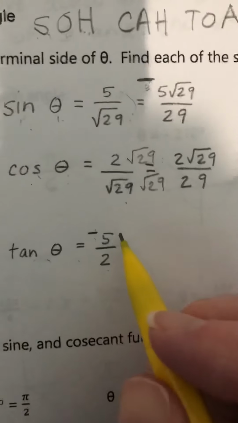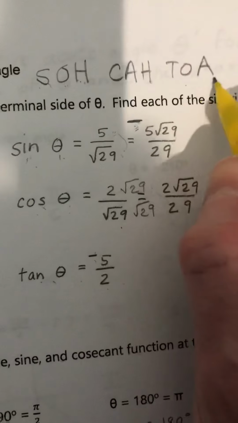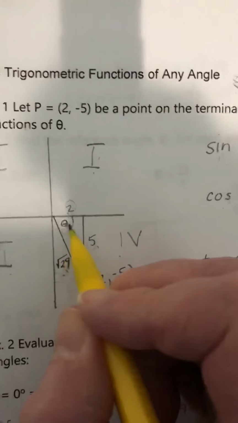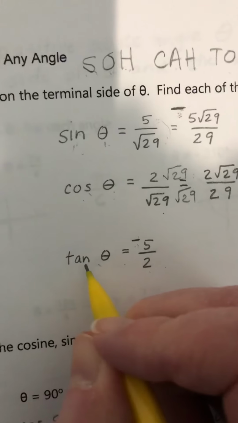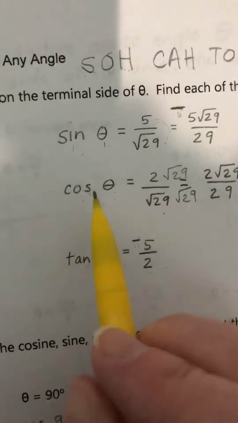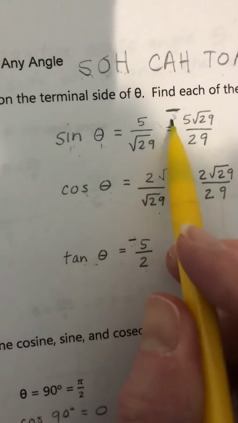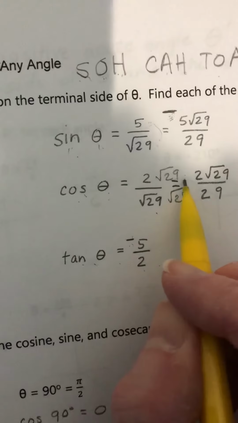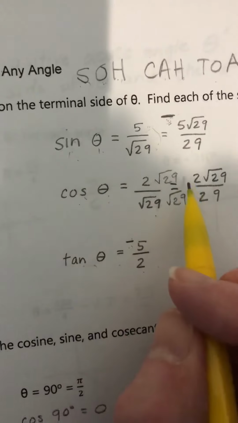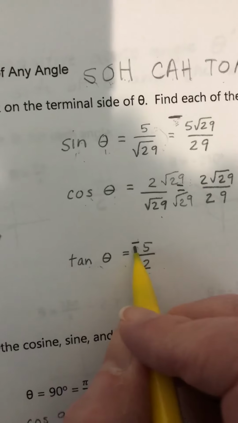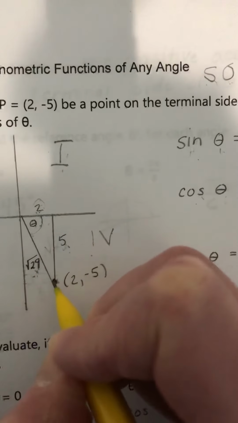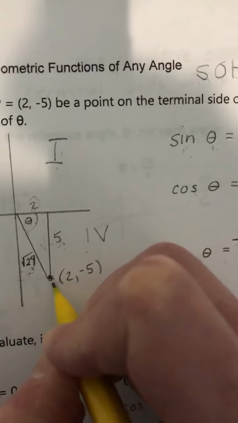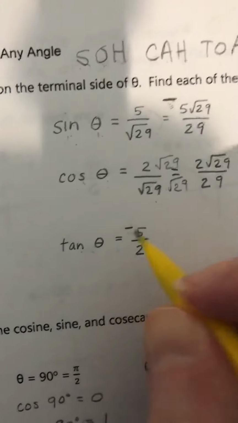The tangent is going to be opposite over adjacent. The tangent is going to be negative because tangent is sine divided by cosine. So if your sine is negative and your cosine is positive, a negative divided by a positive is a negative. The other way you can think about this is looking at the slope of this line. This line has a negative slope, and the tangent is the slope of a line.